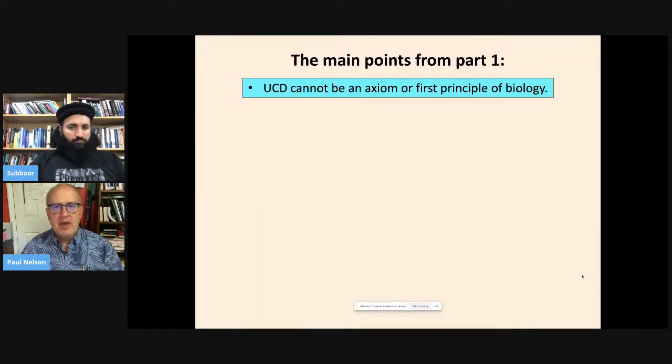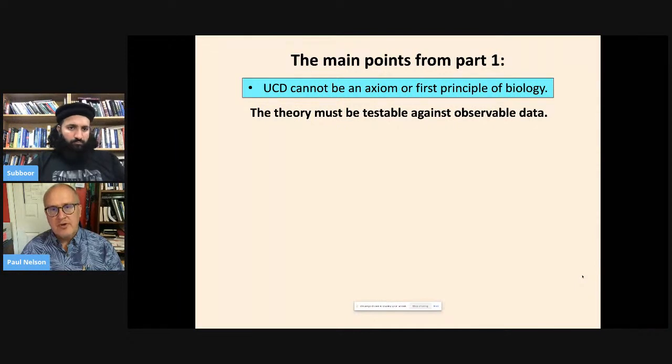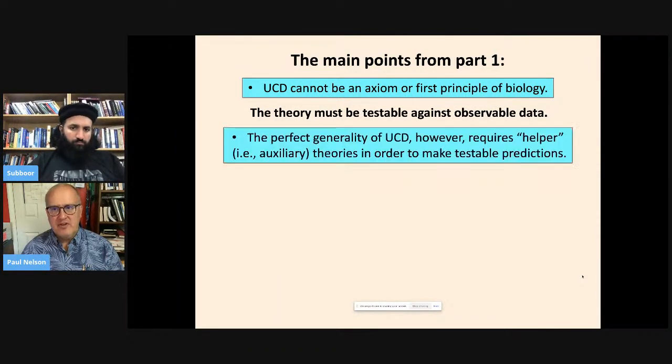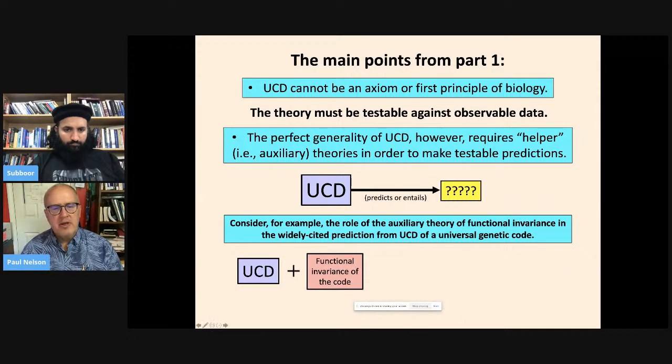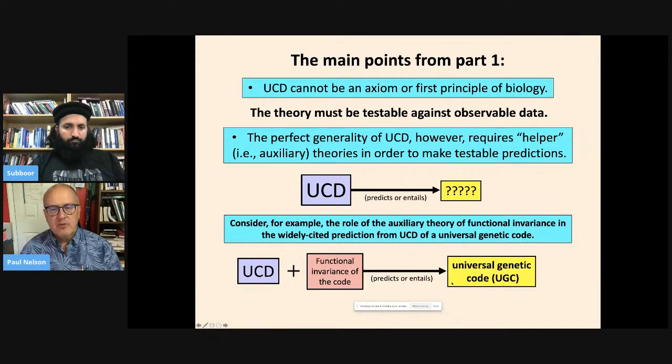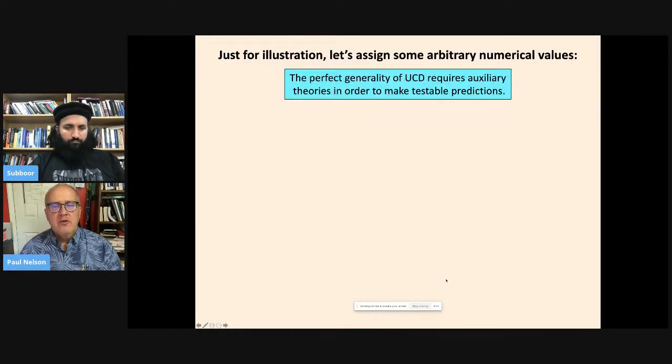So, as I said, the main points from part one: universal common descent cannot be an axiom. It must be testable against data. However, because of the way it's formulated, what I call the perfect generality of universal common descent, it requires auxiliary theories in order to make predictions. So in the case of the prediction of a universal genetic code, the auxiliary theory concerns the necessary functional invariance of the code, which then allows us to predict universality, which we can then check by observation. So this gets us back now to the slide where I was.